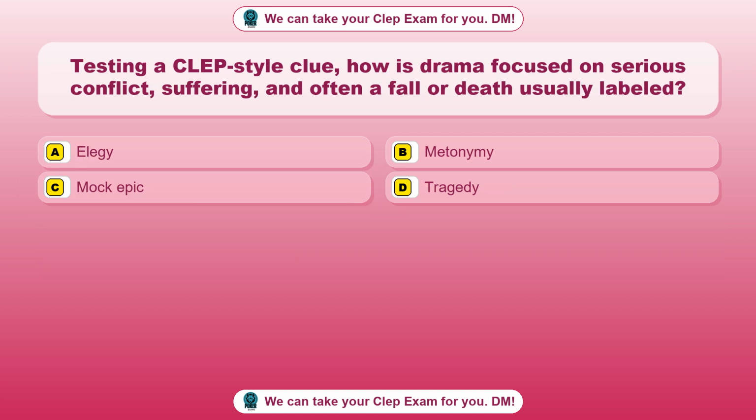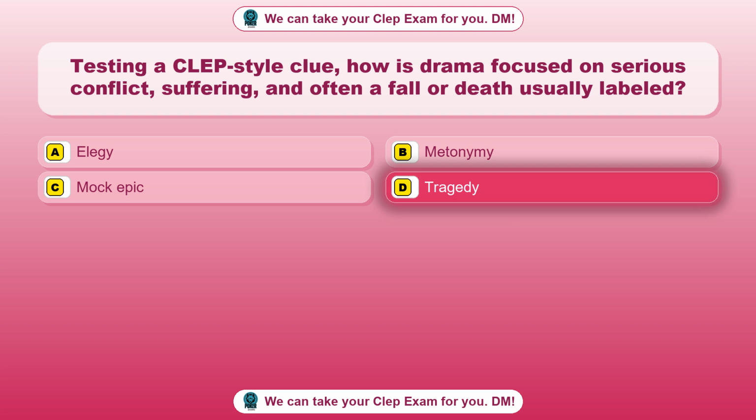Question 32. Testing a CLEP-style clue, how is drama focused on serious conflict, suffering, and often a fall or death usually labeled? Option A, elegy. Option B, metonymy. Option C, mock epic. Option D, tragedy. The correct answer is option D, tragedy.